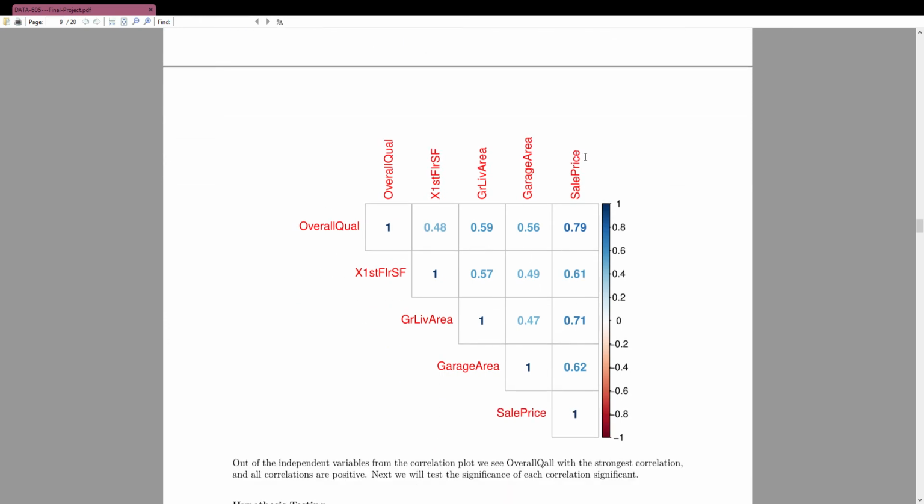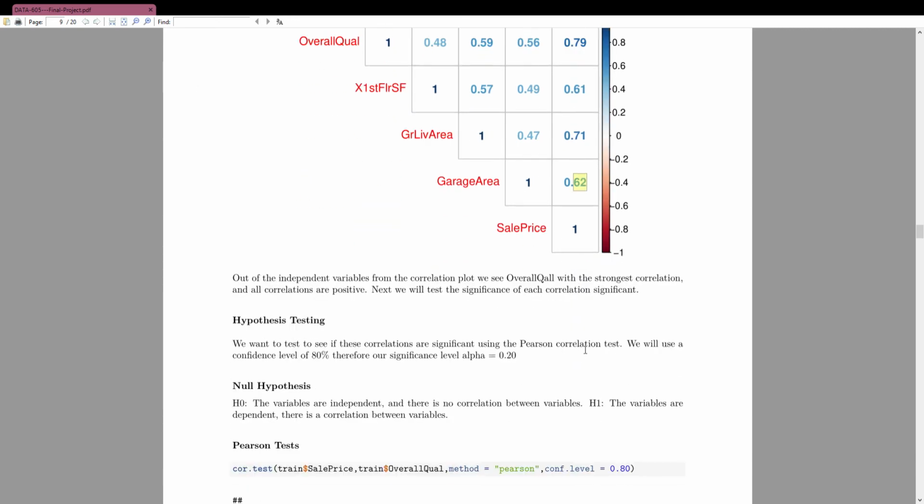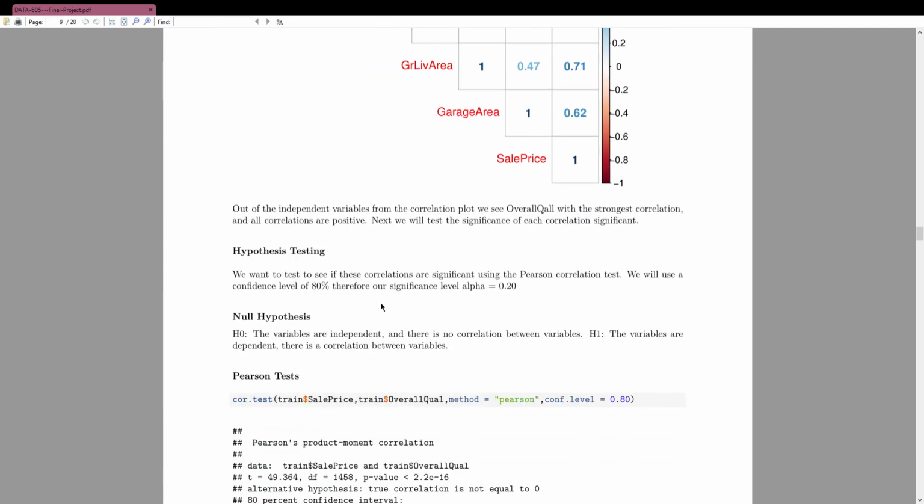So our correlation matrix, this is the axis that we want to pay attention to, the sales price. This is our target variable. You see we have pretty strong correlation values, which is good. However, we do want to test whether these correlation values are statistically significant or not.